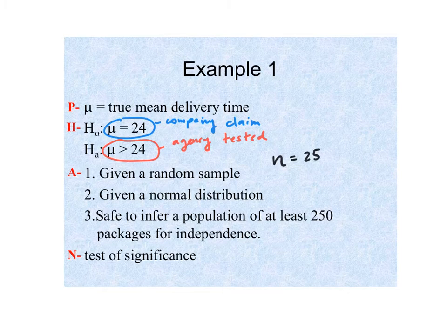And again, how did we get 250? You just multiply 10 times n. But n was 25, right? So 10 times 25 is 250. All right, n, like in panic. For now, we're going to call it a test of significance. That's the name of the procedure that we're conducting. We're doing a test of significance.